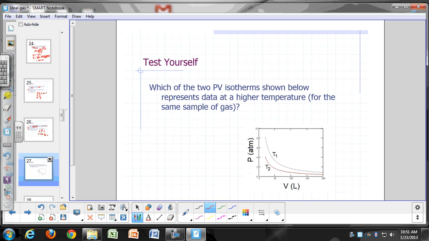How about this one? PV isotherms shown below. One represents high temperature data, the other one's a lower temperature for the same sample of gas. Which one would be a higher temperature, T1 or T2? T1, right? And here's a way of looking at it.